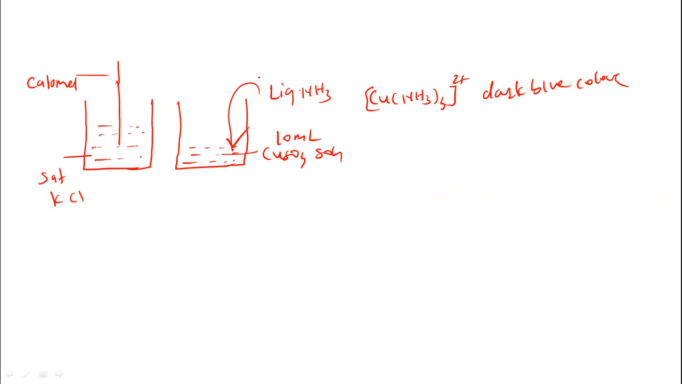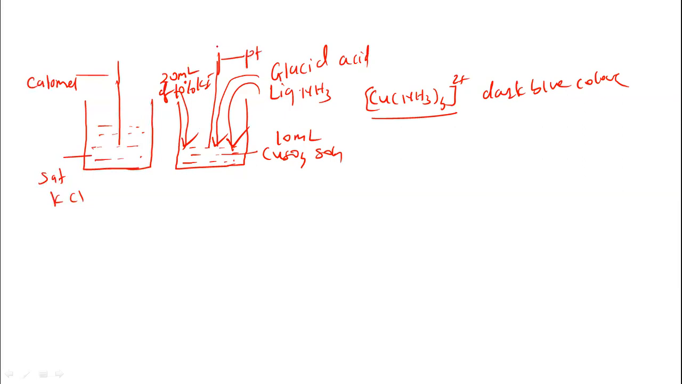Then we have to add glacial acetic acid, dropwise. Due to the addition of the glacial acetic acid, what happens? This complex gets dissolved and the dark blue color disappears. After that, we have to add 20 cm cube, 20 ml of 10% KI solution, and then dip the platinum electrode.